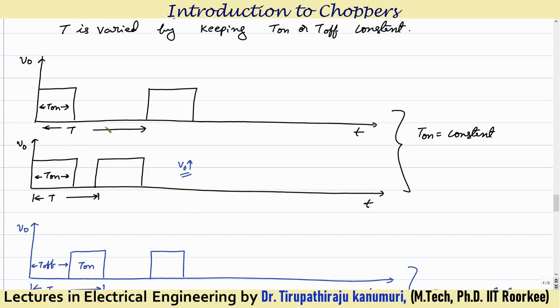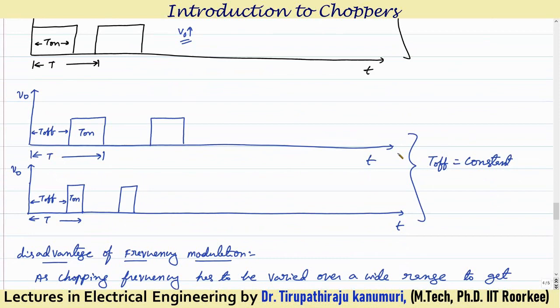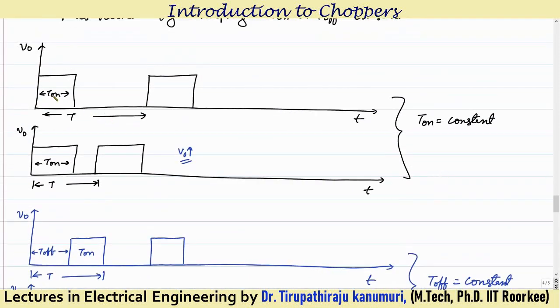So this is one way. The second way is to maintain the off time constant. We are maintaining the off time constant. So in this case, what is happening? T on is constant. So which is varied? This off period is varied.